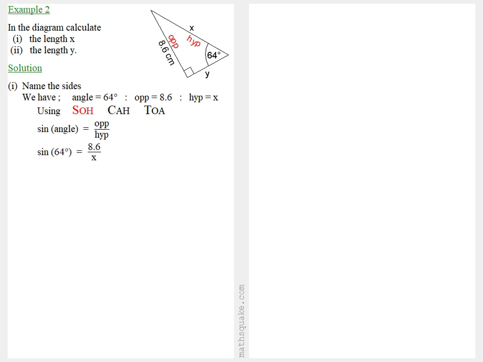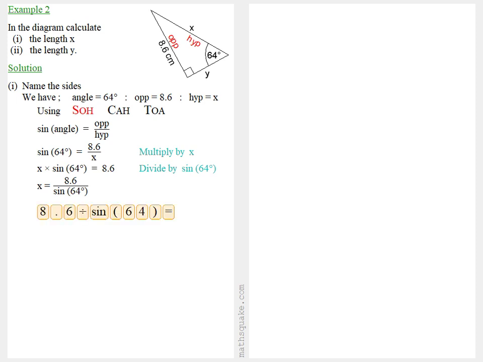Sine of 64 degrees is 8.6 over x. Now we multiply both sides by x. This gives us x times sine of 64 equals 8.6. But we want x on its own, so we divide by sine of 64 degrees. And that gives x equals 8.6 over sine of 64 degrees. Now, typing that into our calculator, we find x is equal to 9.56838. And if we round that off, x is equal to 9.57 centimetres.